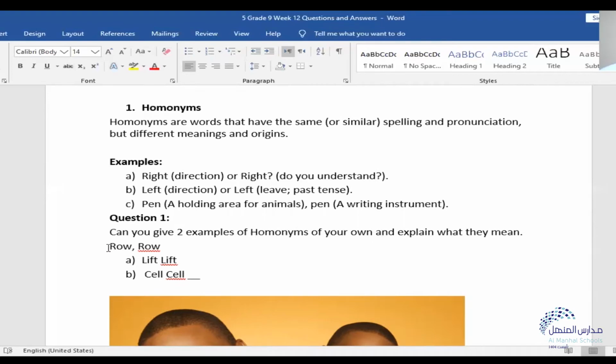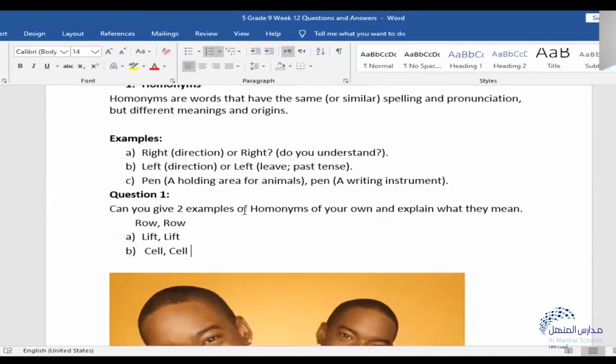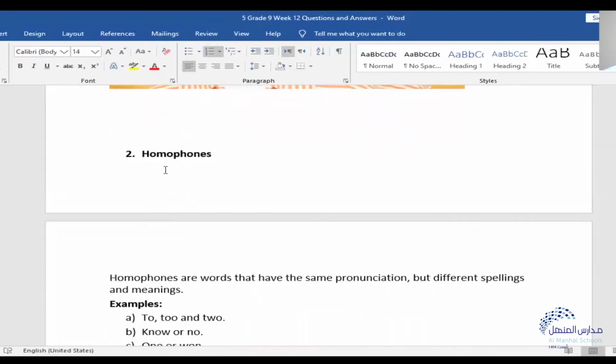So the first one, which actually didn't really go into the space very nicely, but the student said that the first word was row, which means lines, right? So we made the students stand in rows, or I put my pencils in rows. And the second row was to row a boat, right? That movement when you row a boat over a lake. The second one was lift and lift. Lift meaning to pick something up, and lift also meaning to give somebody a ride somewhere, right? To give somebody a lift, in other words. Cell and cell, the first one is cell as in cell phone, and the other one is cell as in a prison cell. So all three of those are homonyms and very, very good examples.